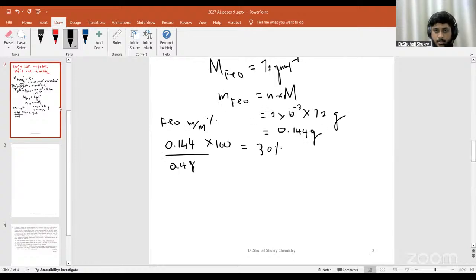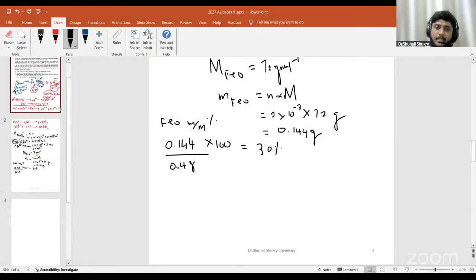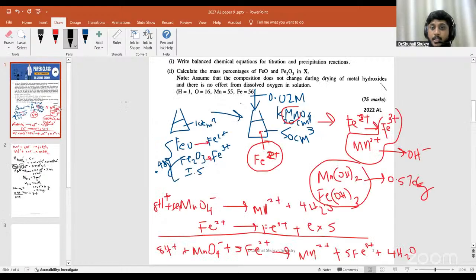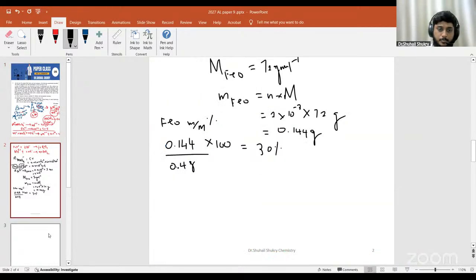Now the next part. Now we know the FeO mass percentage. Now, why have they given an inert substance? Because otherwise, if you know the FeO mass, you will directly subtract and find the Fe2O3 mass. To avoid that, they have given an inert substance. Now, how can we get the Fe3+ mass? That is what you have to think.